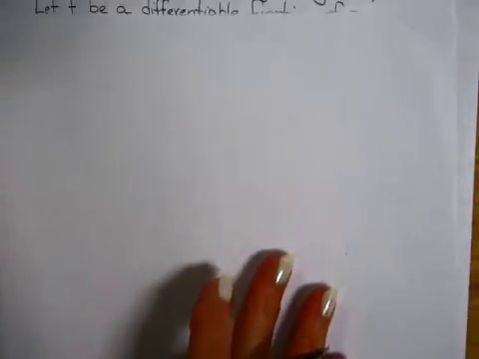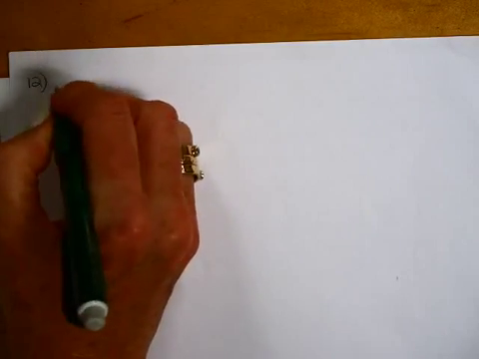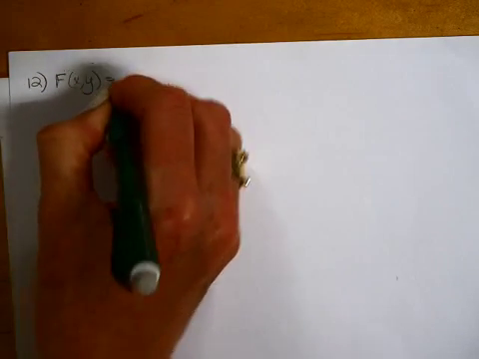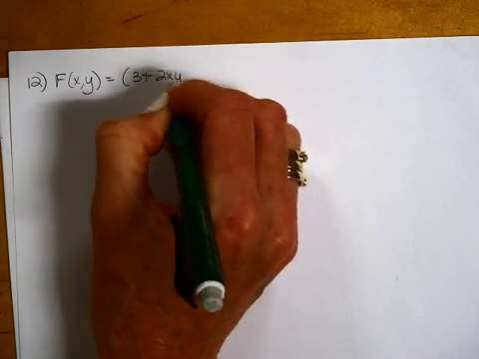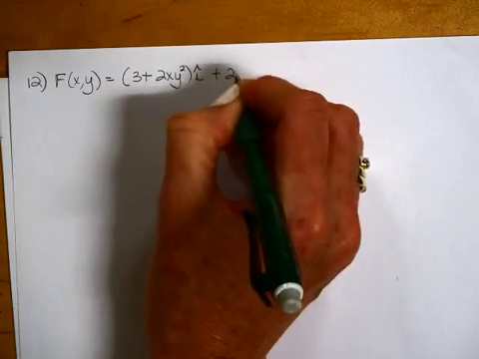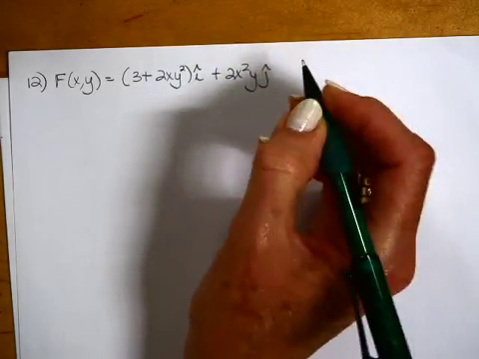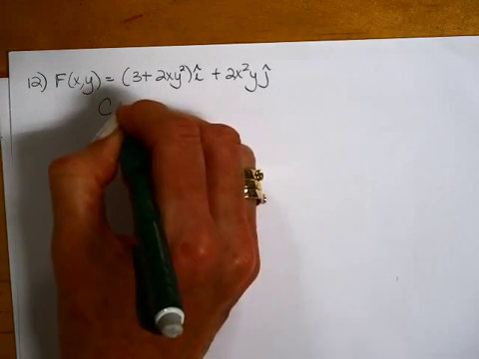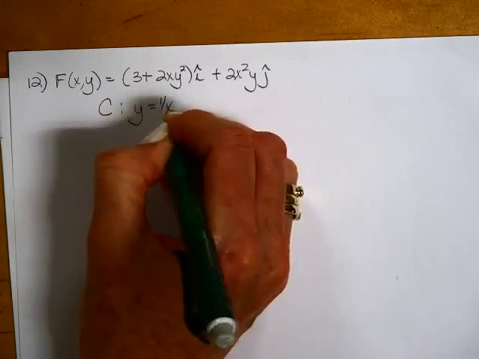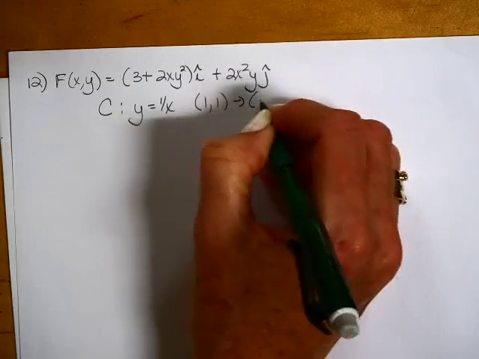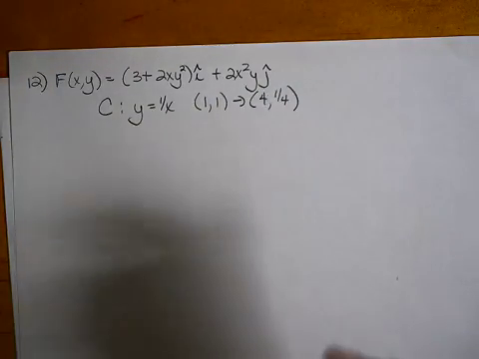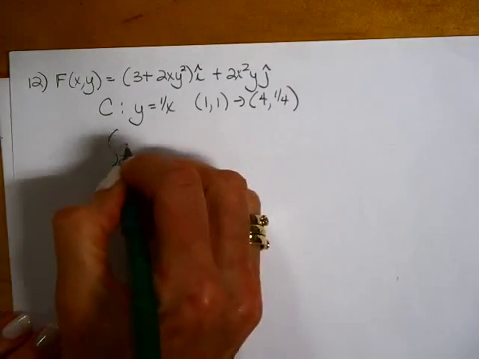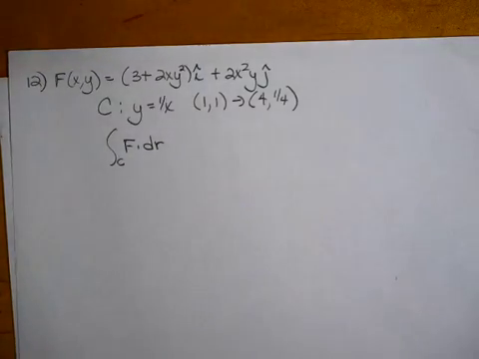Let's look at number, I don't know what looks good. Let's just look at number 12. All right, 12 says that F of xy is 3 plus 2xy squared i plus 2x squared y j. And C is the arc of the hyperbola y equals 1 over x, going from (1, 1) to (4, 1/4). And we are looking for the line integral of F dot dr along the curve C.